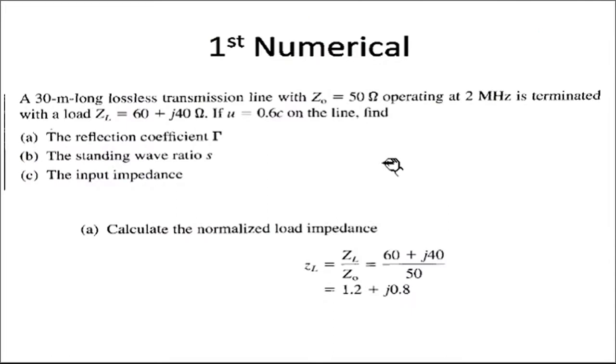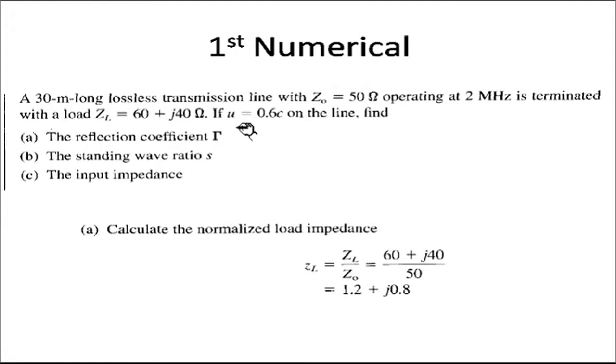See, this is the same numerical which was asked in the last examination, and this is the first numerical I took related to the Smith chart in the classroom also. So see what it is saying: a 30-meter long lossless transmission line. One more thing to understand: whenever I am solving any numerical on the Smith chart, we assume that the transmission line is lossless. So a 30-meter long lossless transmission line with Z0, the characteristic impedance, operating at 2 MHz, is terminated with a load ZL, the load impedance. So ZL equal to 60 plus j40.